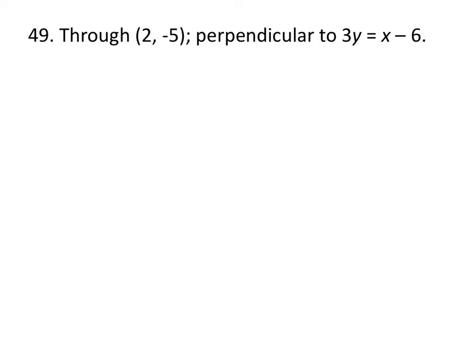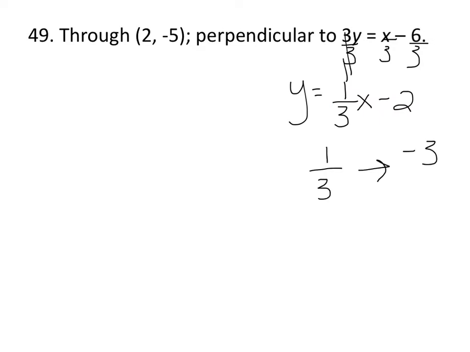Okay, here they want through the point (2, -5), perpendicular to 3y equals x minus 6. I know perpendicular lines have opposite reciprocal slopes, but I need to figure out the slope of this line, so I need to put it in slope-intercept form. I need to divide every piece by 3. That ends up giving me y equals 1/3 x minus 2. So the slope of this line is 1/3. I need an opposite reciprocal of 1/3. I'm going to flip it over and change the sign. So my slope for my new line is -3.